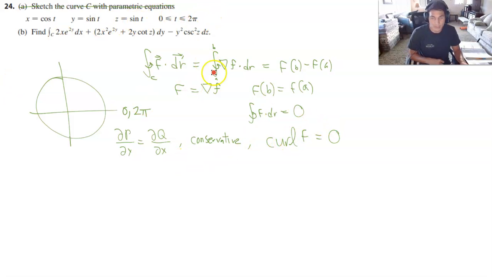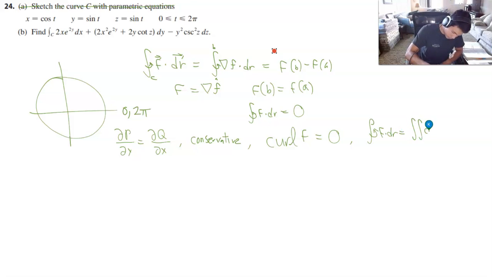So if we take the curl of this, and if the curl is equal to 0, then the integral is equal to 0. And we know that because of this theorem. F dot dr is equal to the double integral of curl f dot dS. Okay. And what theorem is this? This is Stokes' theorem. Okay.